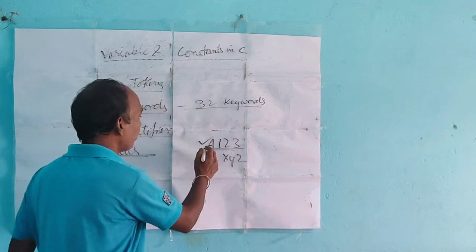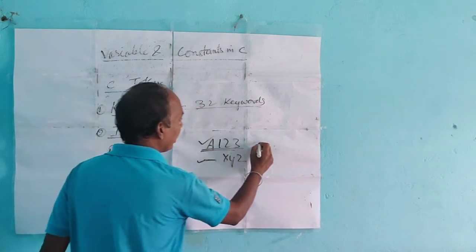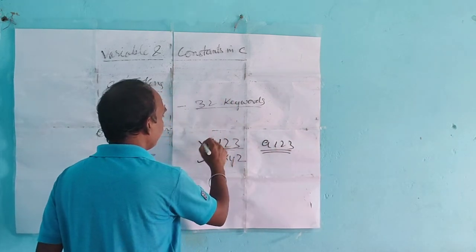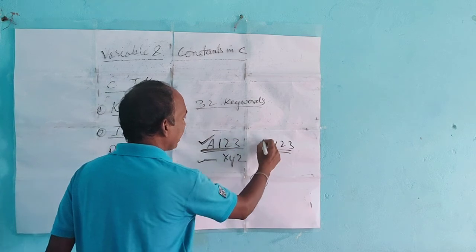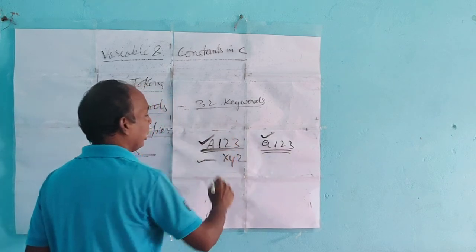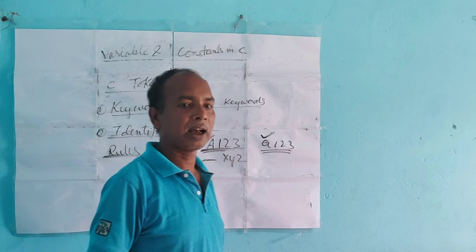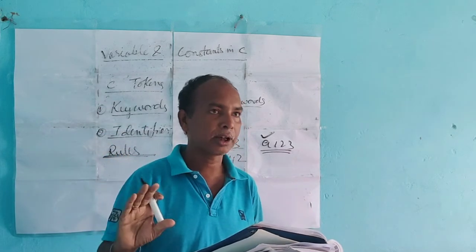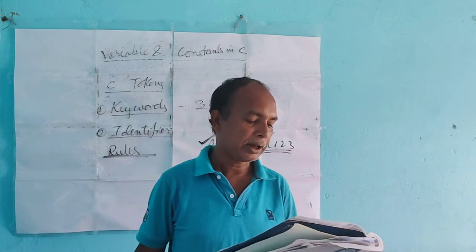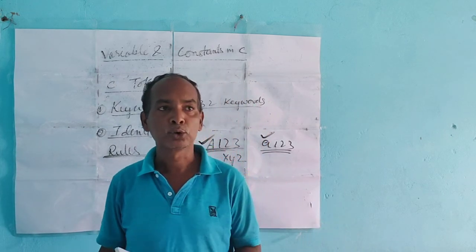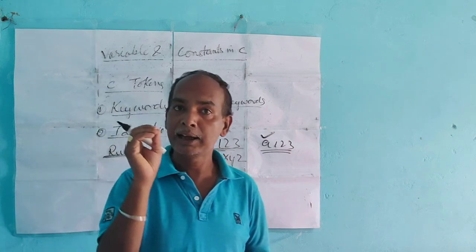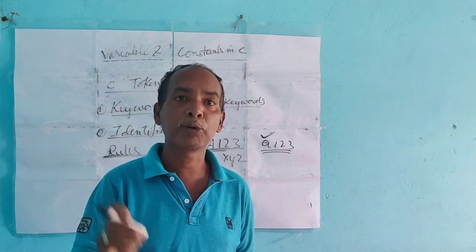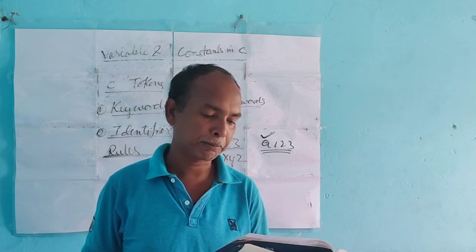If you use capital A123 and small a123, both are different, because the ASCII codes of small a and capital A are different. Identifiers cannot match any keywords. When you use any identifier, it cannot be the same as a C keyword. A C keyword cannot be used as an identifier.